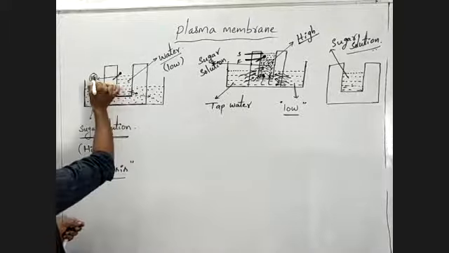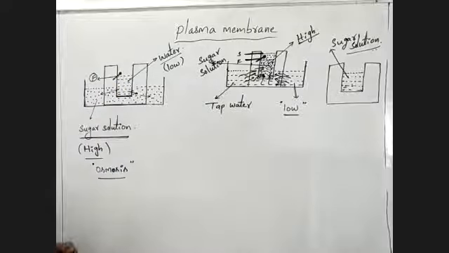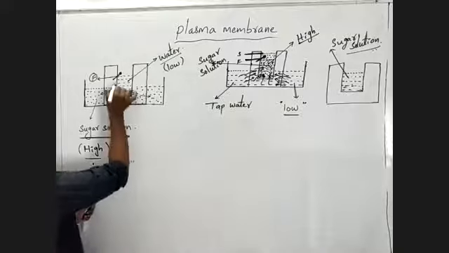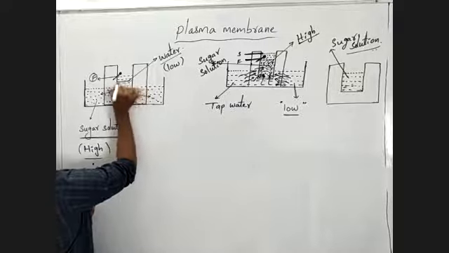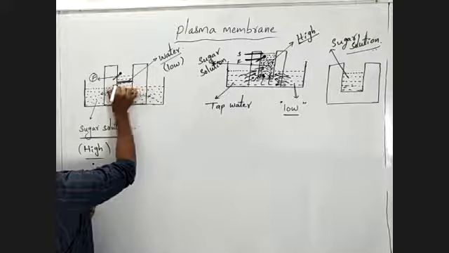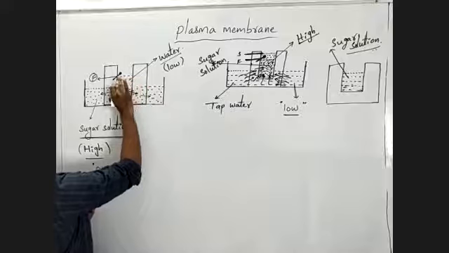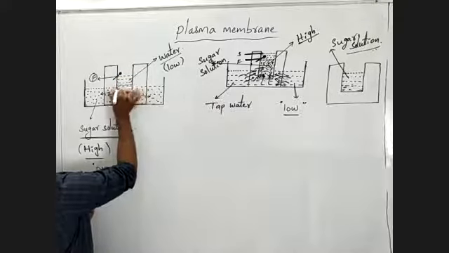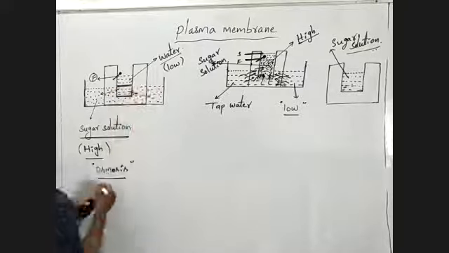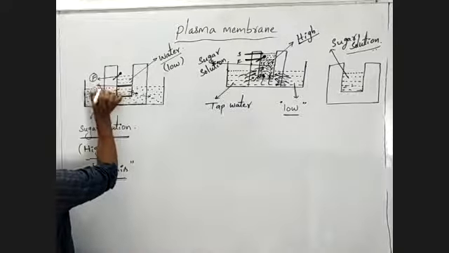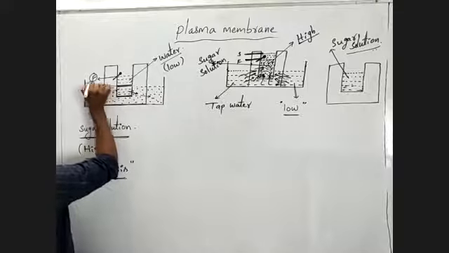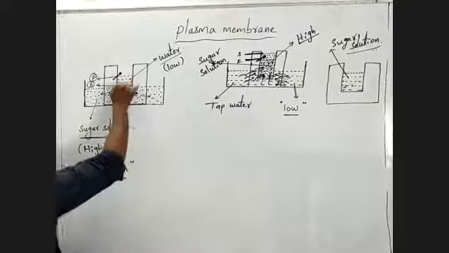Observe, this is the first level of water. After the osmosis process, we can observe decreased level of the water in the cup. For example, this level. This is the second level. That is the first level. Here, second level.